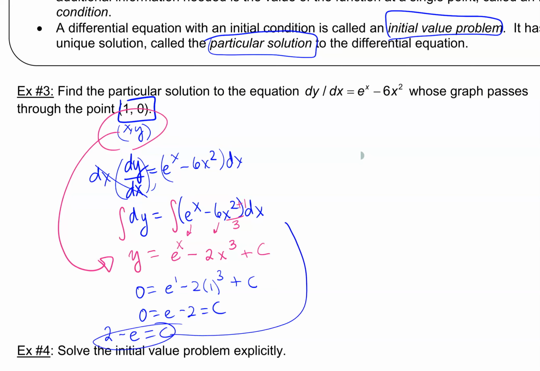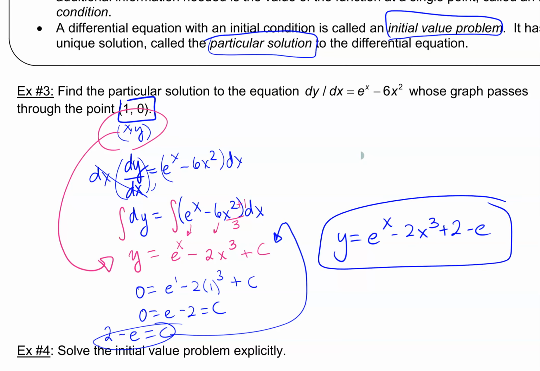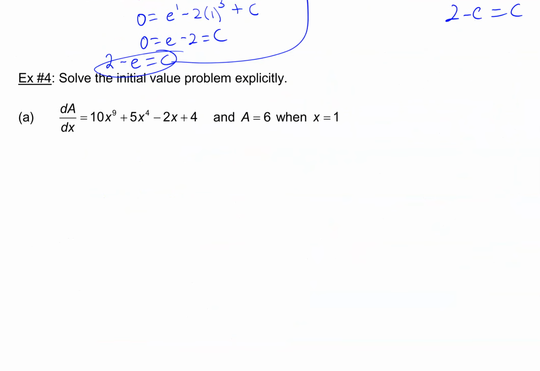So I just have to plug that back in for my c, and my answer for my particular solution will be y equals e to the x minus 2x cubed plus 2 minus e, and that is my final answer, because remember the 2 minus e is equal to c, so that is what I put in place. And that's it.